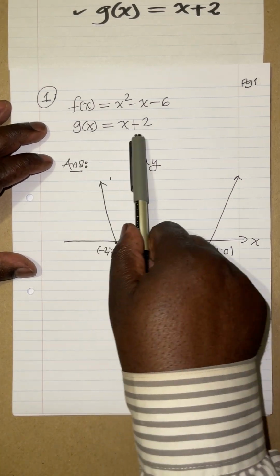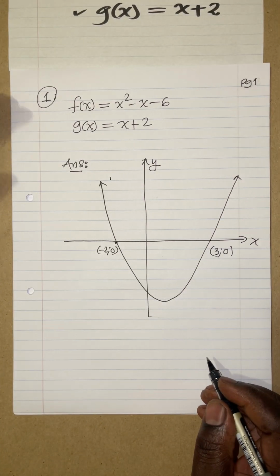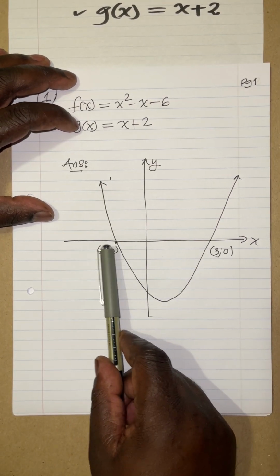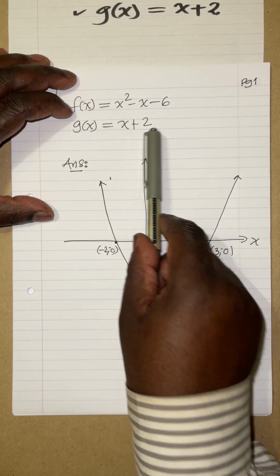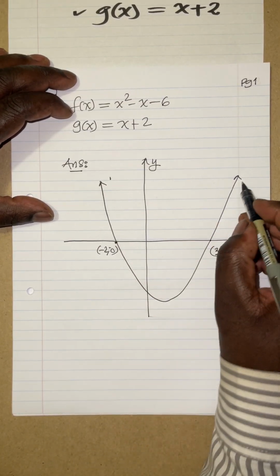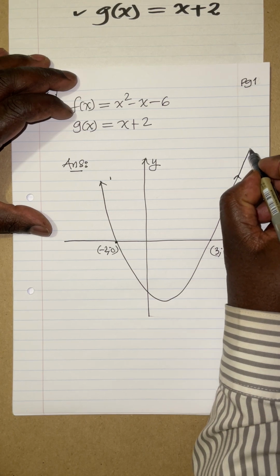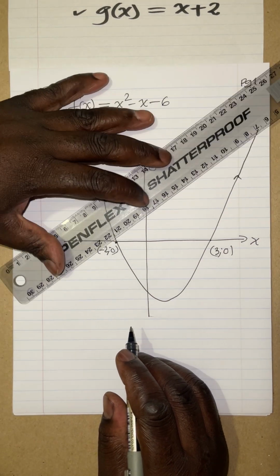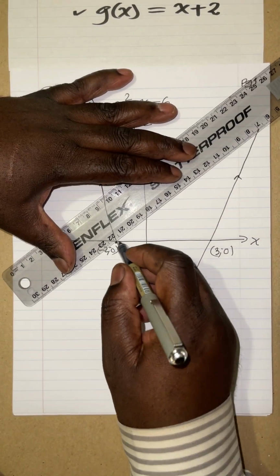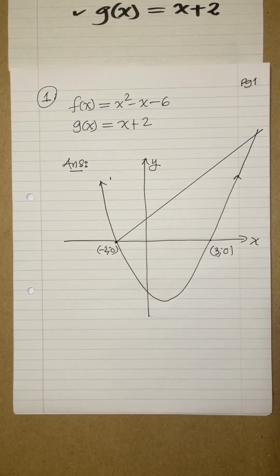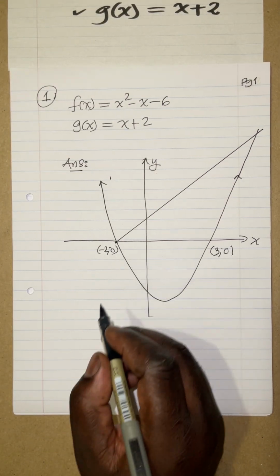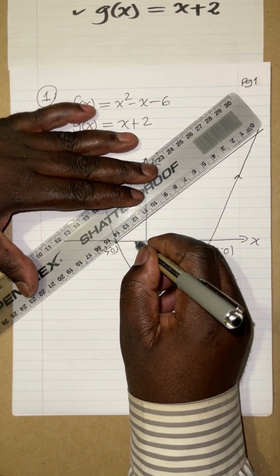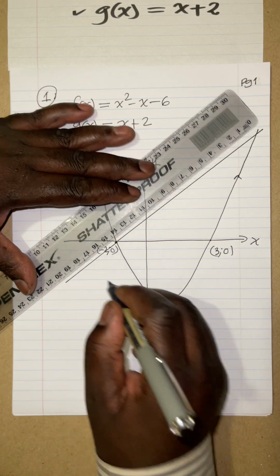Now this function, g of x equals x plus 2: when y is 0, x equals minus 2, so it will pass through that, and when x equals 0, y will be equal to 2, so it will pass through 2. Let me just extend this up a little bit because the intercept will be quite up there. I'll use a ruler here, not necessary, but just so that we spend less time. That would be the function g of x equals x plus 2. Let me just extend it down a little bit like that.